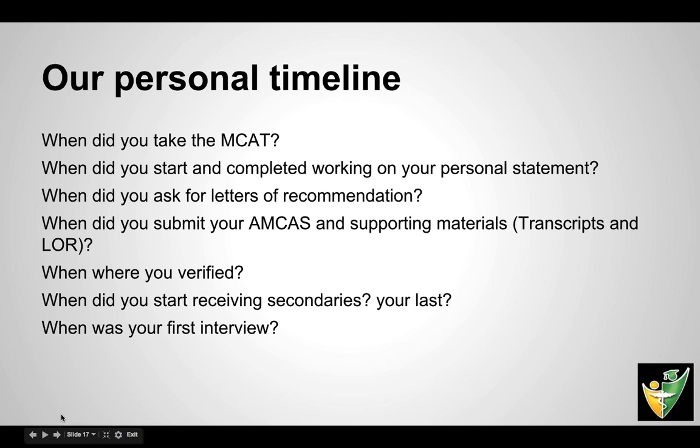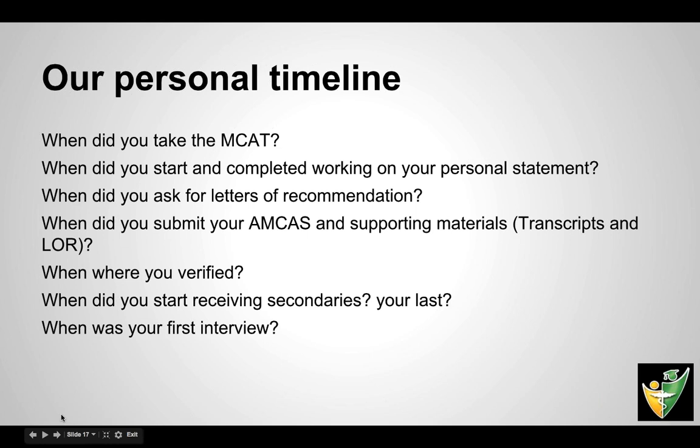I asked for my letters of recommendation mid-May, and I used my school's letter service. And also, I submitted my AMCAS July 31st, and when it comes to transcripts, I already had all my transcripts there, so I was able to get that out of the way really fast. My letters took a while, so even after July 31st, I was still waiting for some of my LORs. And I was verified August 18th, and I thought I was verified very fast from the day I submitted my application, which was July 31st.